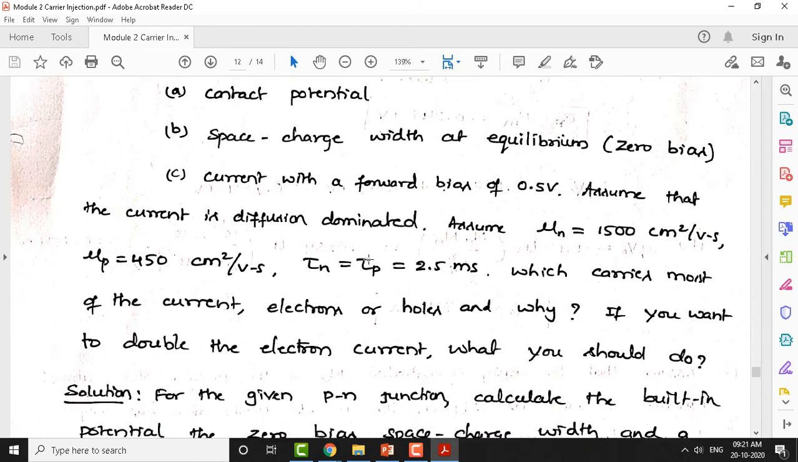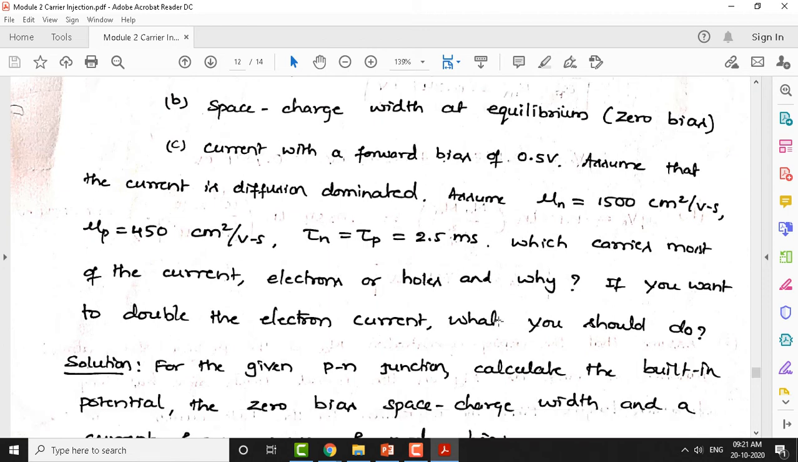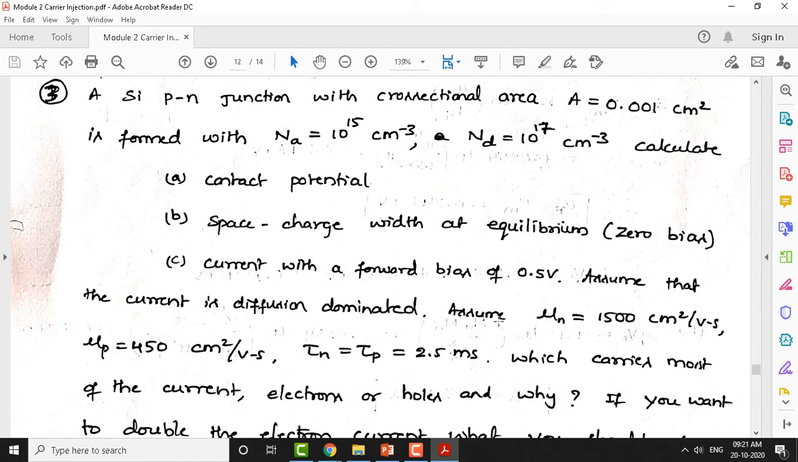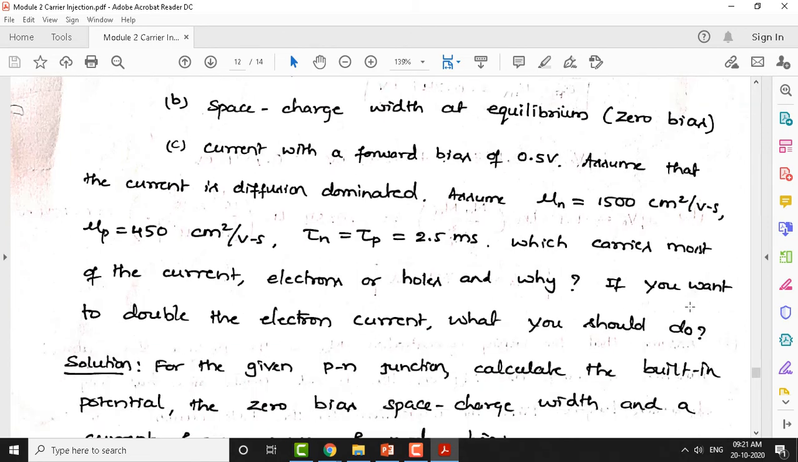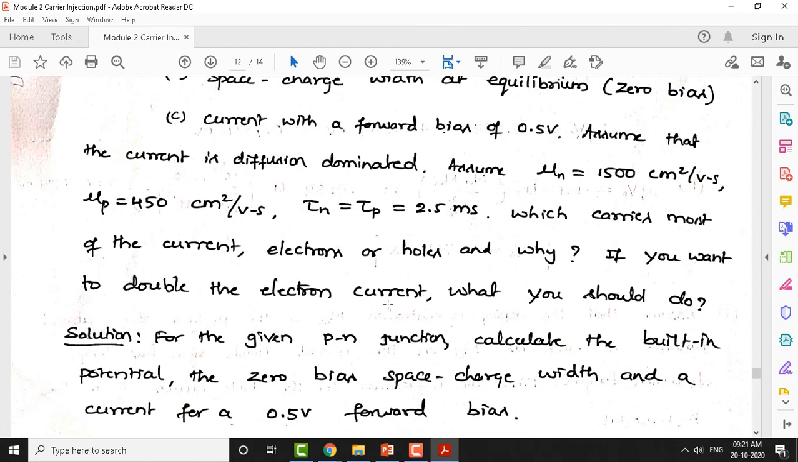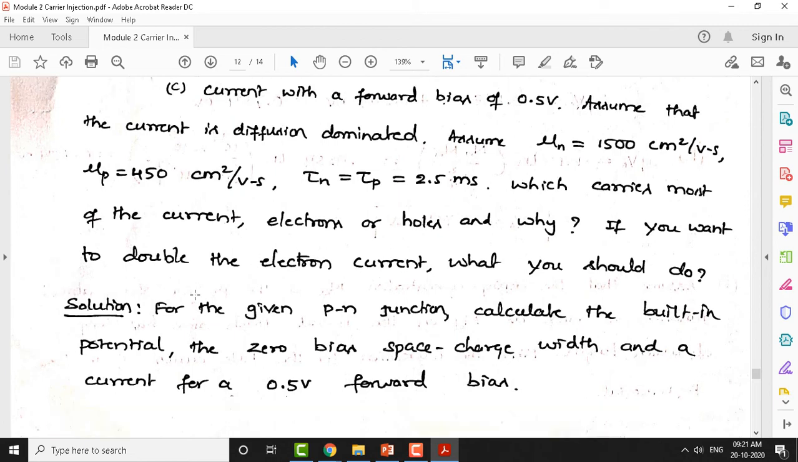which are the diffusion times for electrons and holes, are 2.5 millisecond. Which carries most of the current, electrons or holes, and why, is asked here. Definitely it is the electron which carries most of the current here. You can see the type of material; you will get to know that a little later. Whether it's N material or P material, depending on that you can tell whether electrons or holes are carrying most of the current. Further they ask, if you want to double the electron current, what you should do. You should give an explanation of what one must do to double the current here.